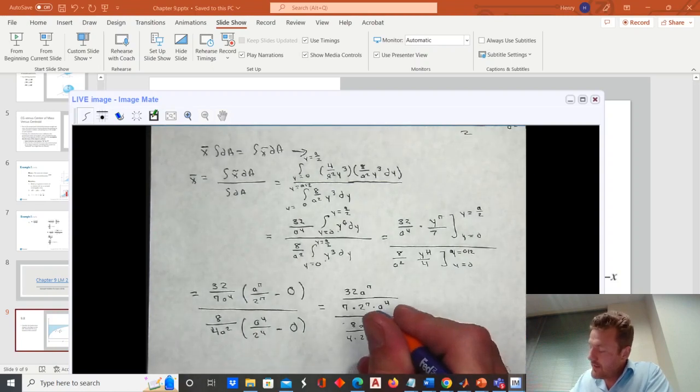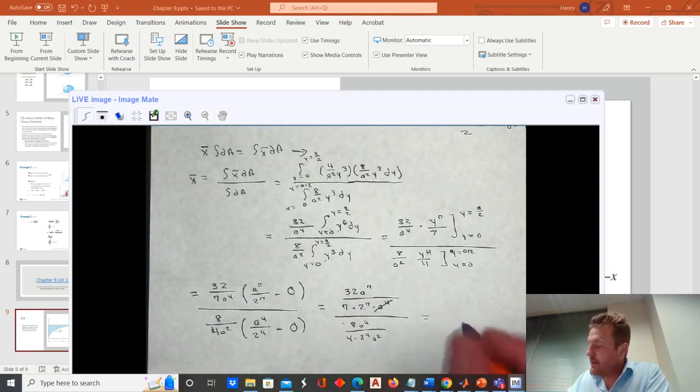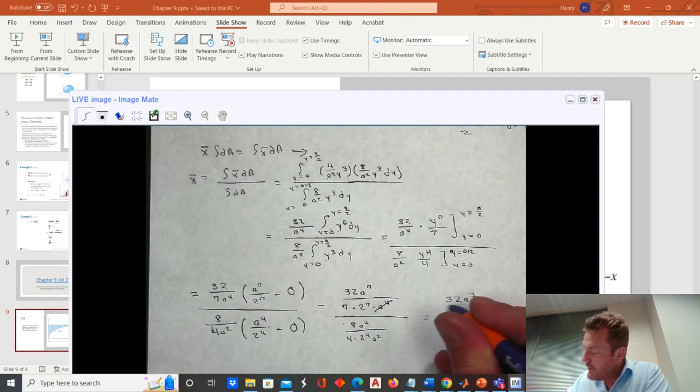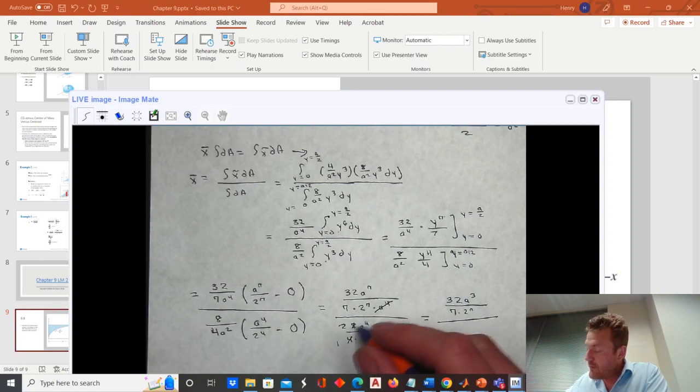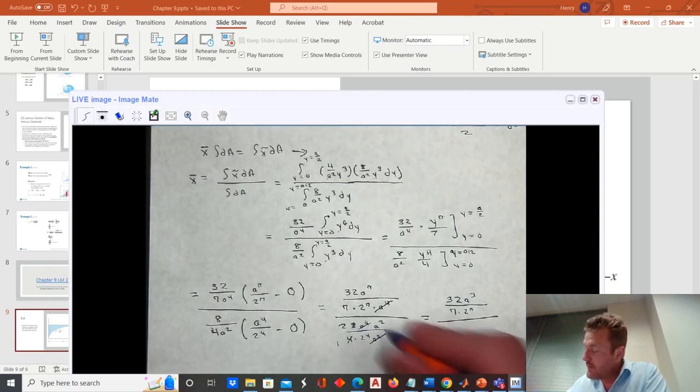I'm going to cancel these 4 factors of a with 7 of the 4. So that'll be 32 a to the 3rd divided by 7 times 2 to the 7th. And down here, I'll cancel the 4 into the 8. So that's going to be 2a to the 4th over 2 to the 4th a squared. And I'll cancel the a squared into the a to the 4th. So this would just be 2a squared divided by 2 to the 4th.